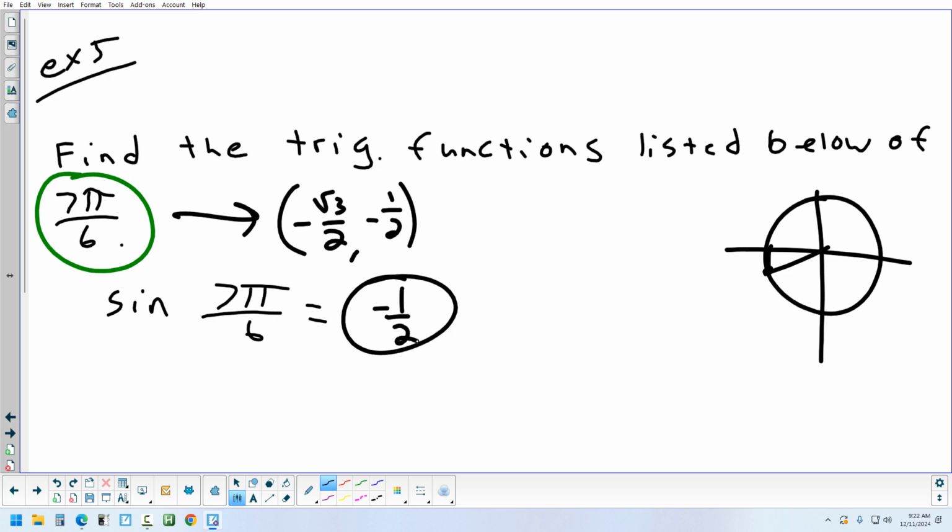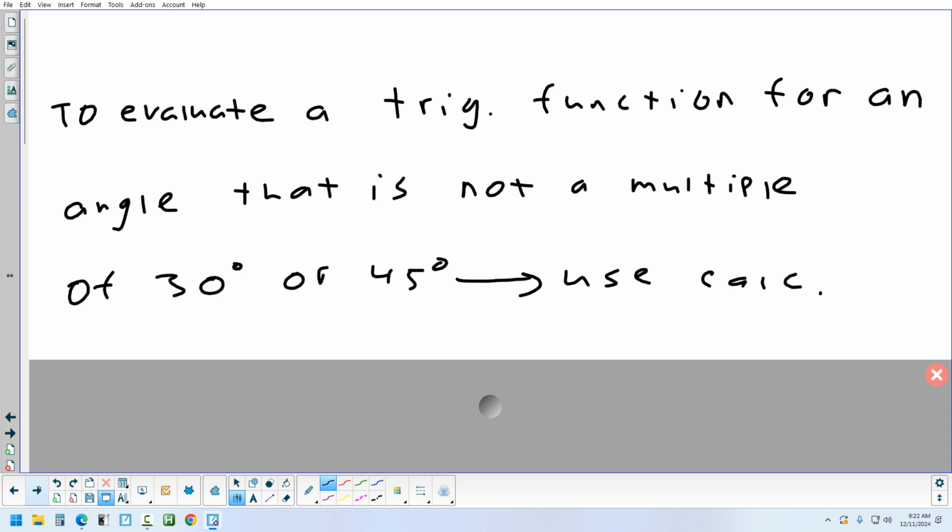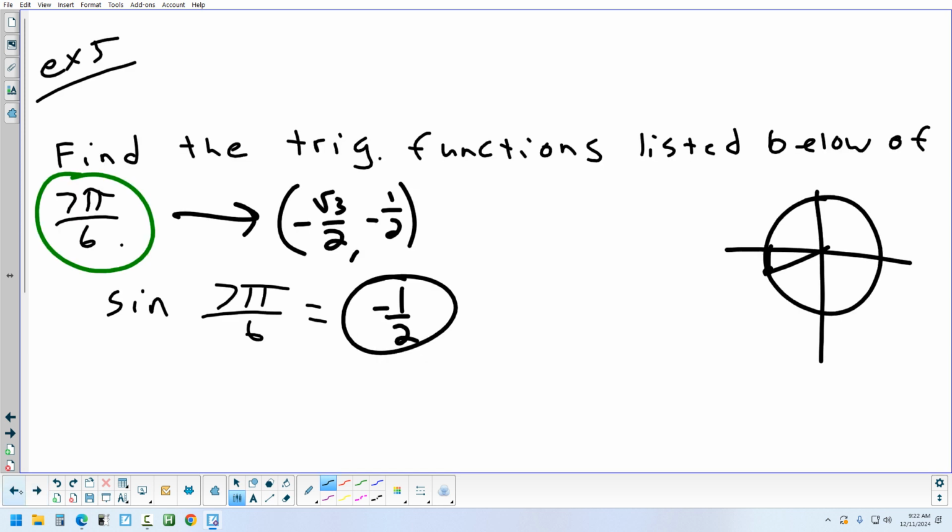Are there some that I memorized? Yeah, like the 30, 60s, and 45s all in the first quadrant. Those I know. And that's how I can do the other ones fast. So you got that one. Let's see, do I have another one?